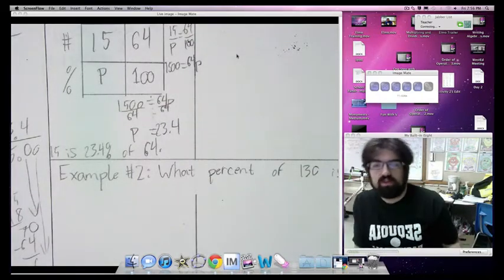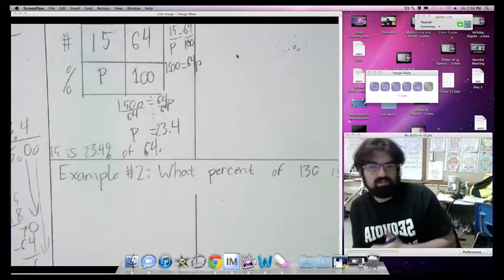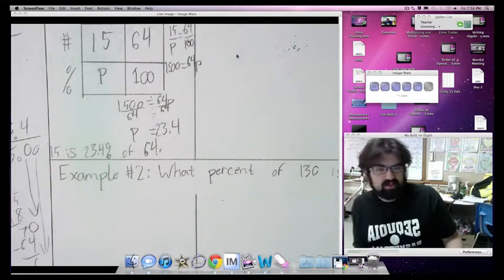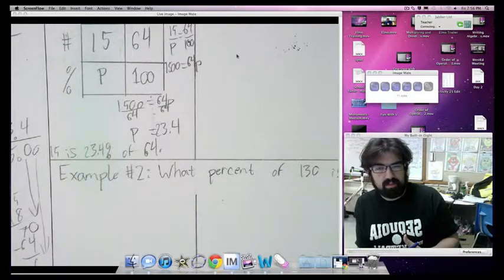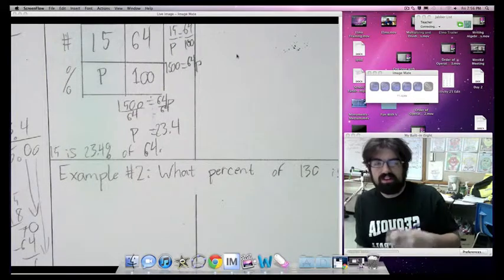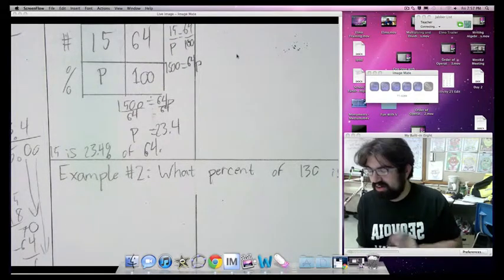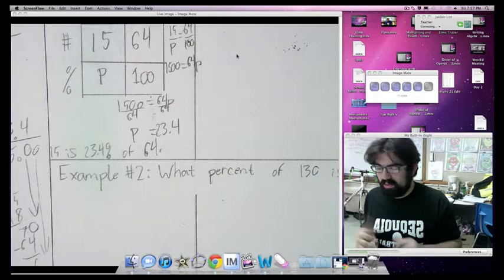Another valid sentence would be 23.4% is... Wow, I just totally butchered that one. I have another one in mind. There's another one. I bet I come up with it later. So that's one way of doing it.